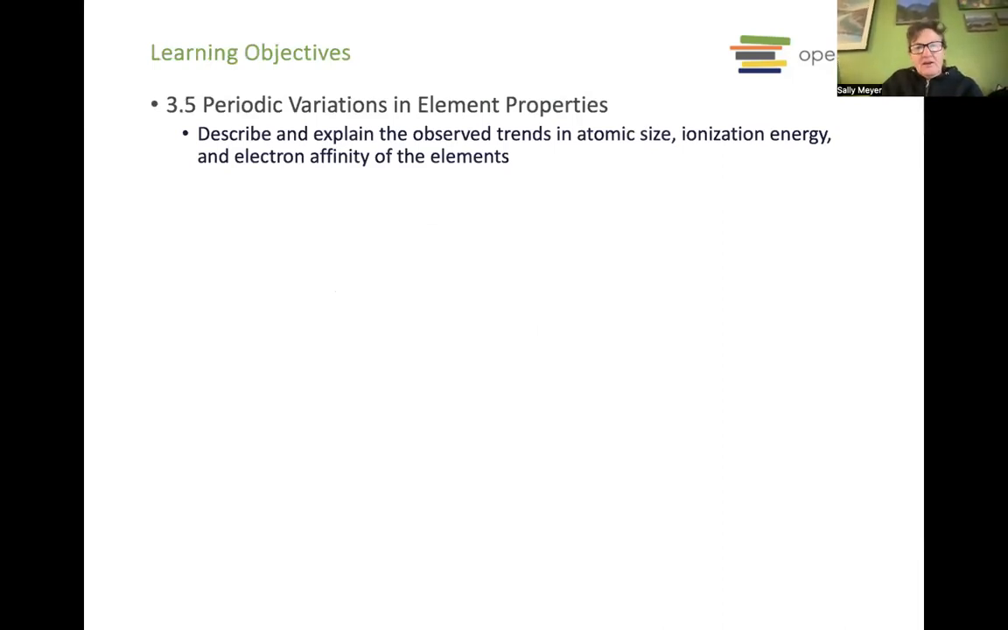So now if we think about what we know about how electron configurations relate to the periodic table, we can think about trends in the periodic table, properties that different groups have in common. So we're going to be able to describe and explain the observed trends in atomic size, ionization energy, and electron affinity in the groups.